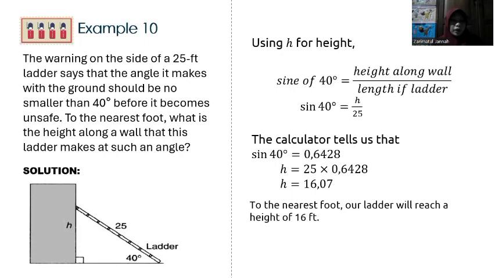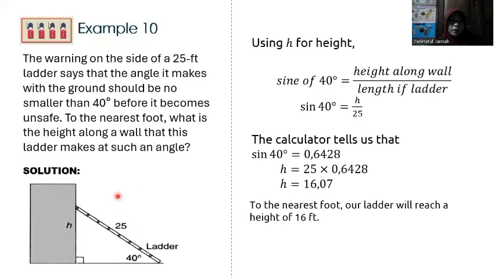The safety rule on the side of a 25 feet ladder says that the angle it makes with the ground is no smaller than 40 degrees before it becomes unsafe. So, to the nearest foot, what is the height along a wall that this ladder makes at such an angle? Solution: the picture is this.